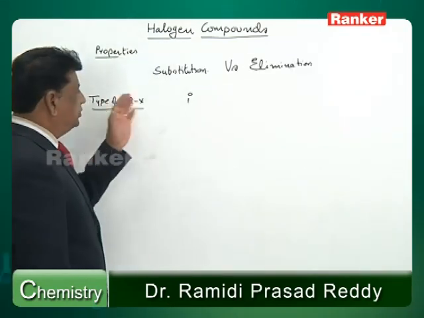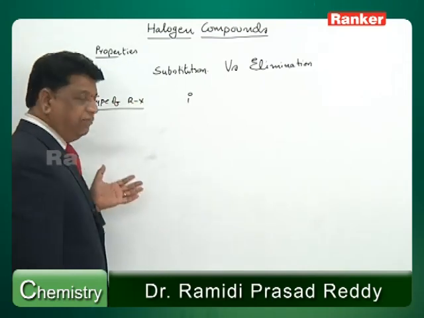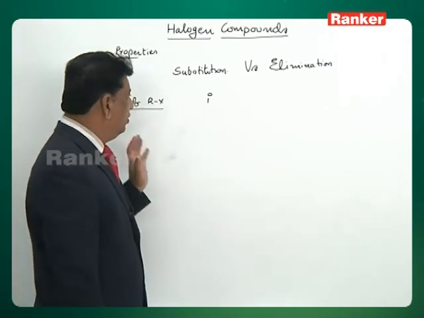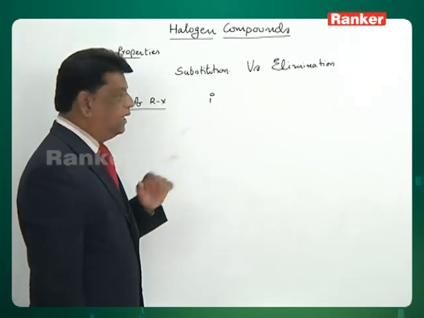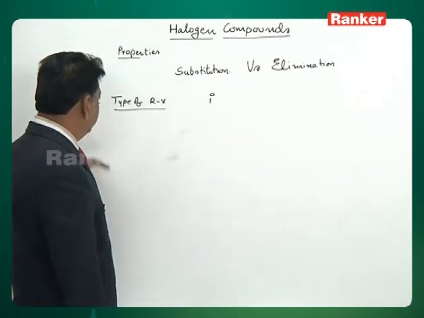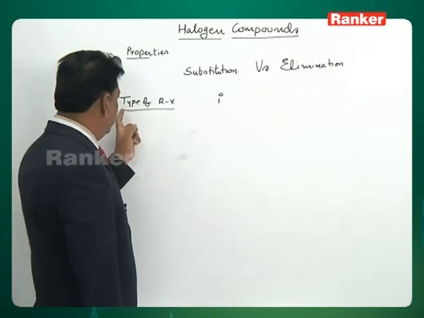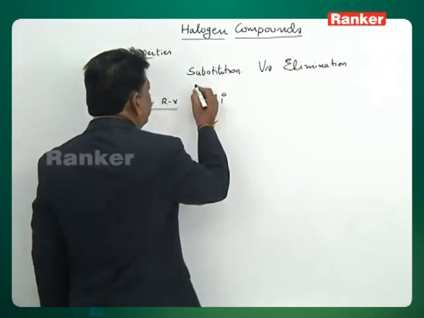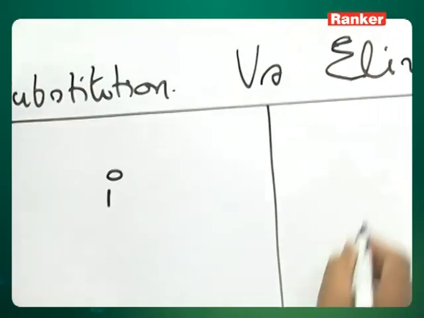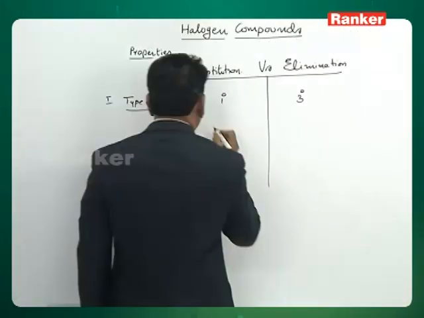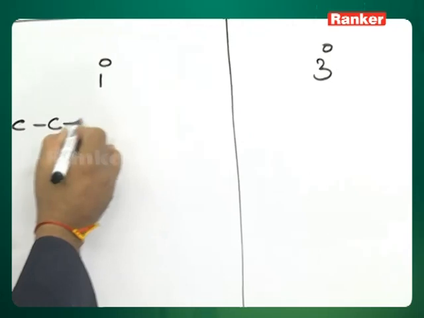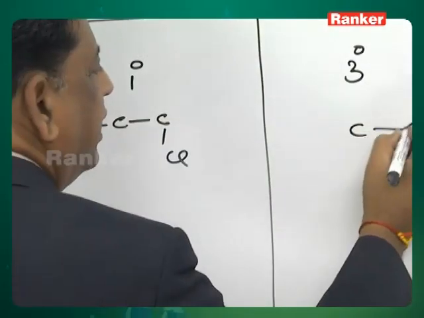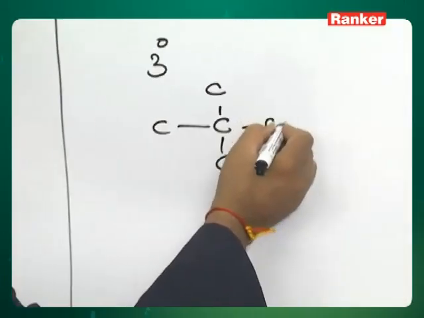So the topic substitution versus elimination: we are taking an alkyl halide and the base is common KOH. Therefore, to decide whether it is substitution or elimination, certain factors we have to consider. One is the type of alkyl halide. If the alkyl halide is 1 degree, substitution is preferable. If it is a 3 degree alkyl halide, it is elimination. An example: n-butyl chloride mainly undergoes substitution, being 1 degree. If it is tertiary butyl chloride, elimination is the preferable one.